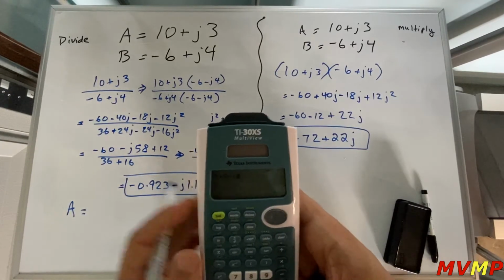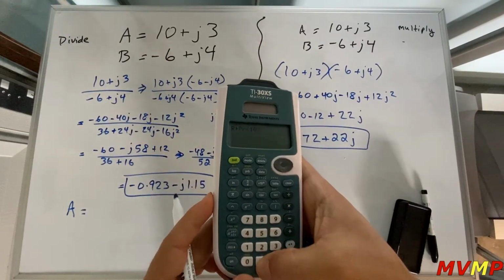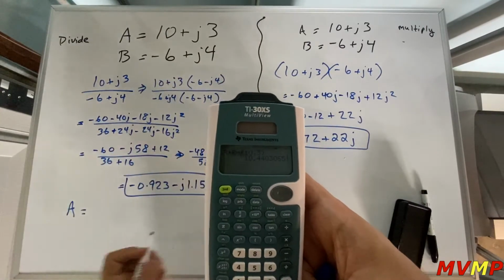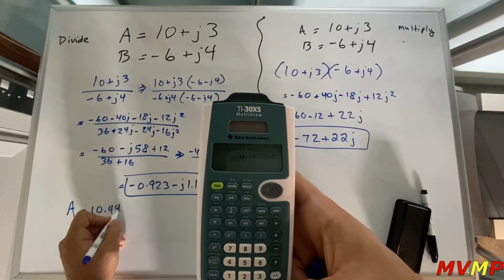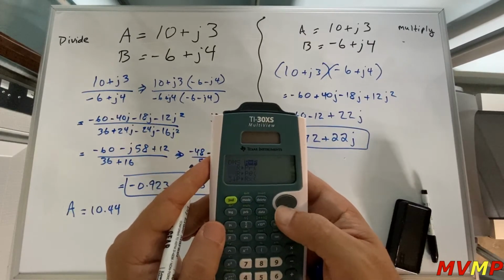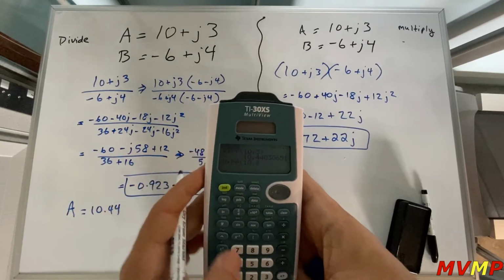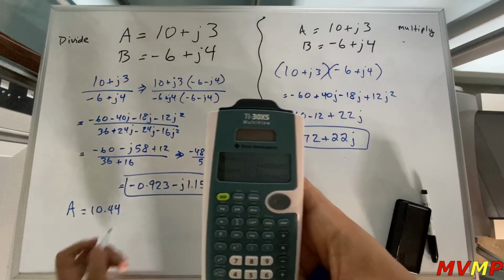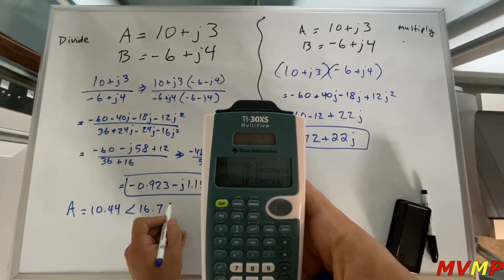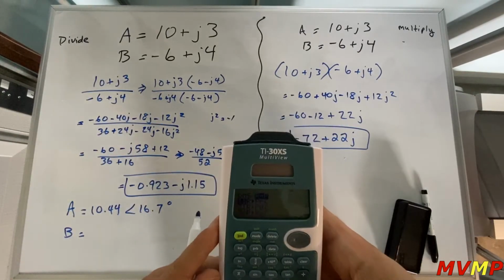So first we're going to find the R value. We put 10, second, then comma, and then just 3, close it, and that is your R value. So we have 10.44. Now we are going to do that again, but this time we choose the second option to find the angle. So we put 10 again, comma, 3, and that's our angle. So this angle is 16.7 degrees.